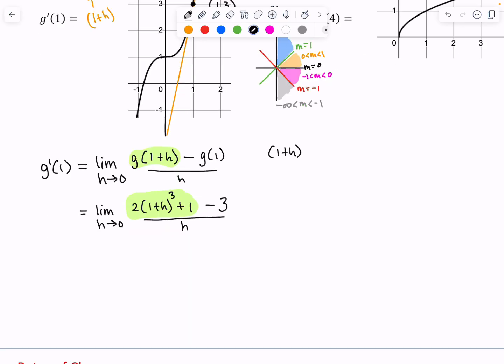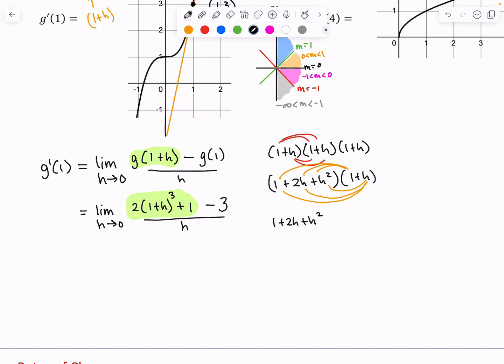On the side here, let's calculate 1 plus h cubed by interpreting it as 1 plus h times itself 3 times. Let's FOIL the first pairing. We get 1 plus h, that's plus 2h, plus h squared. And now we got to distribute again. This 1 will distribute, and then this h will distribute. Distributing the 1 first, now distributing the h, and gather any like terms. We have h cubed, we have h squared plus 2h squared, that's 3h squared. H plus 2h is 3h, and then plus 1. This is the result of cubing 1 plus h.